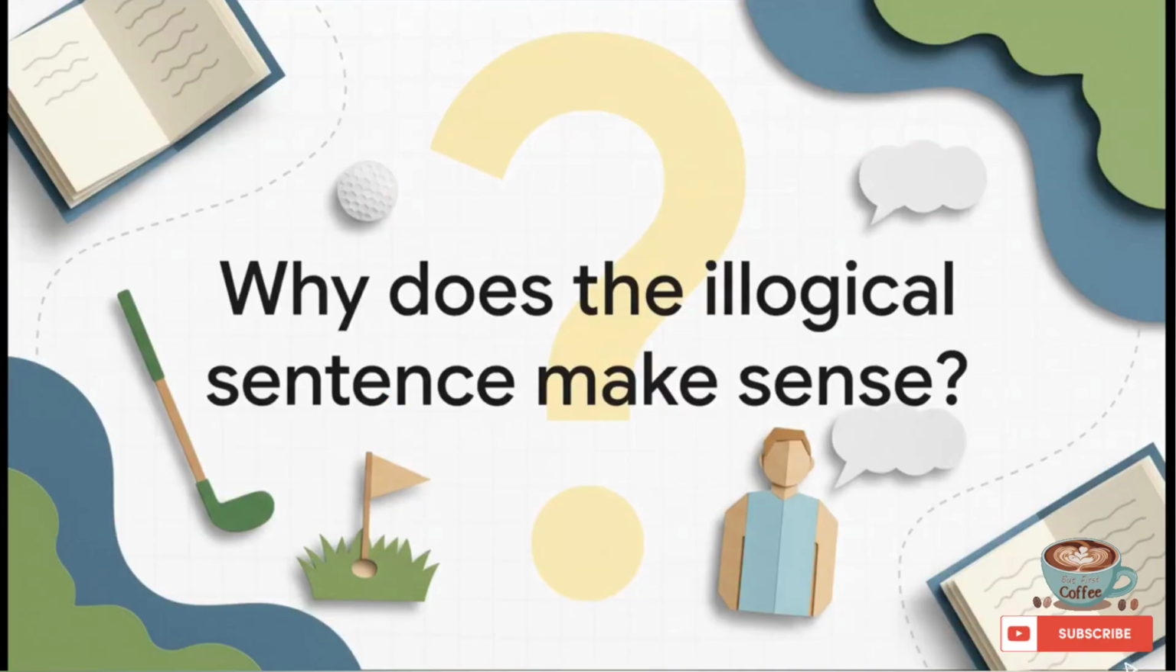Okay, let's put this into practice. Pause this explainer for a second and really test yourself. How could situational context decode this complete grammatical mess? Golf plays John. That sounds totally illogical, right?